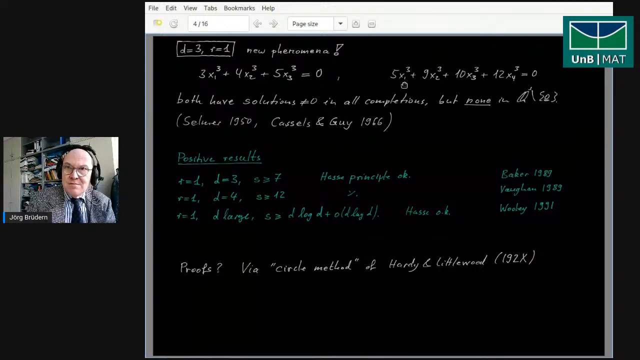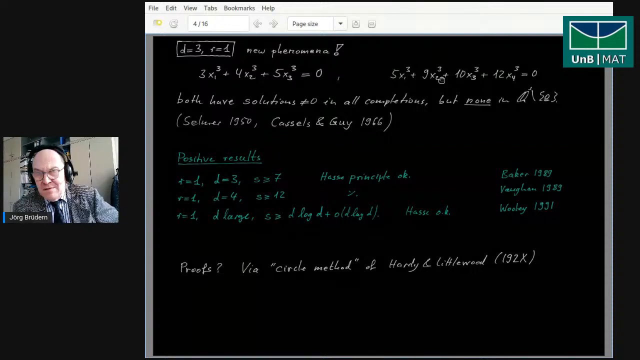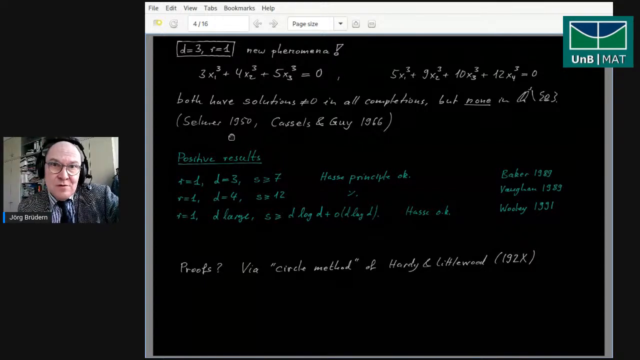There is also an example in 4 variables. And the coefficients here are 5, 9, 10, and 12. And it's not a surprise to the expert to see that any prime that divides one of the coefficients divides another one. So you have a 3 here and a 3 here, and you have a 2 here and a 2 here, and you have a 5 here and a 5 here. So this particular example for equations in 4 variables is due to Cassels and Guy in 1966. So it took quite a while.